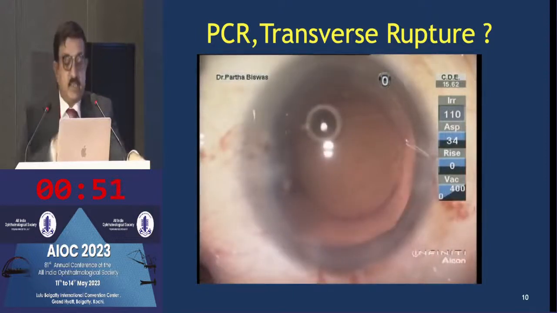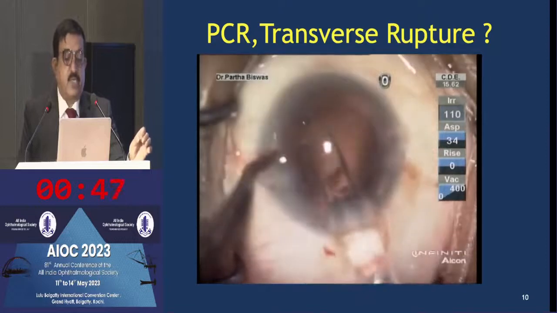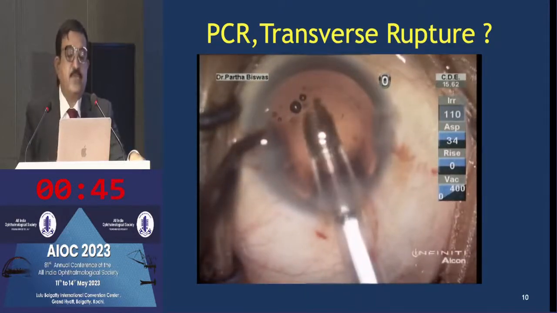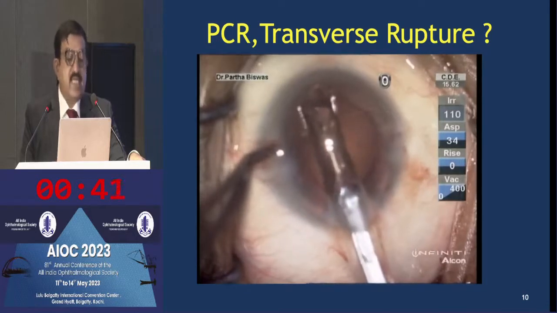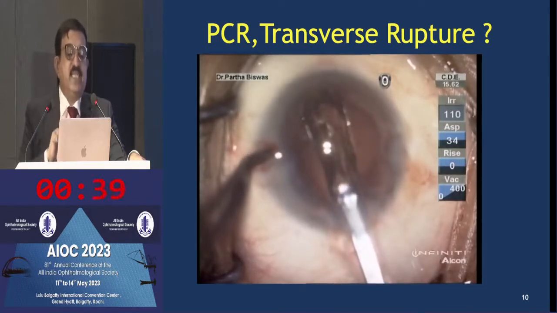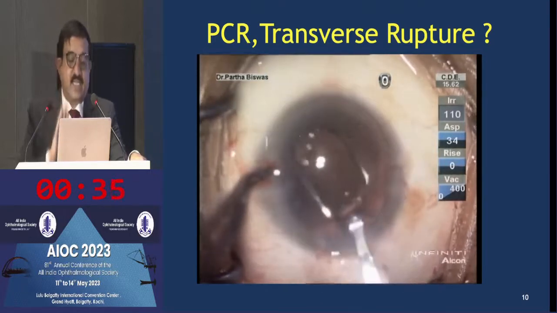Okay. So now this is a posterior capsular rupture. You can see it's a transverse rupture of a posterior polar cataract. So what we are doing is we are landing this single piece lens in front of the iris. That's the technique that has to be followed.